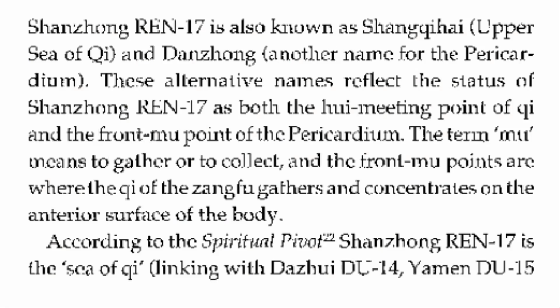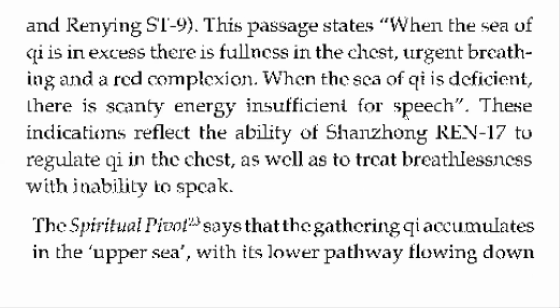According to the Spiritual Pivot, Ren 17 is the sea of qi, linking with Du 14, Du 15, and Stomach 9. So this passage states, when the sea of qi is in excess, there is fullness in the chest, urgent breathing, and a red complexion. When the sea of qi is deficient, there is scanty energy, insufficient for speech. These indications reflect the ability of Ren 17 to regulate qi in the chest, as well as to treat breathlessness with inability to speak.